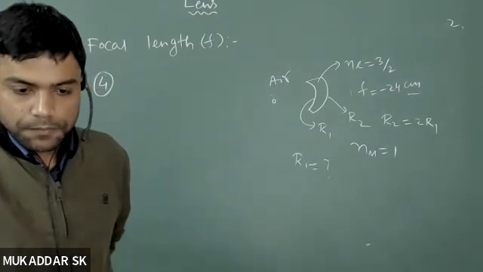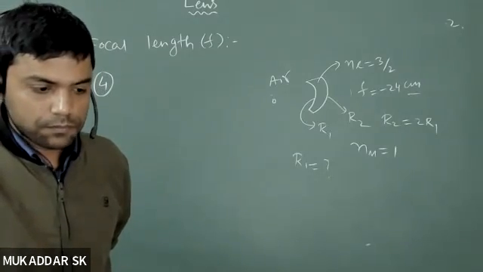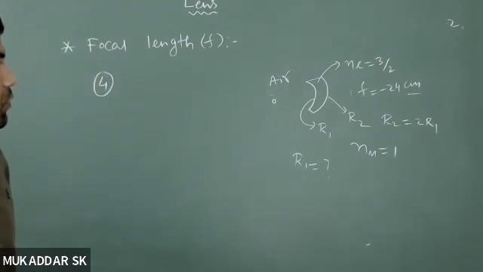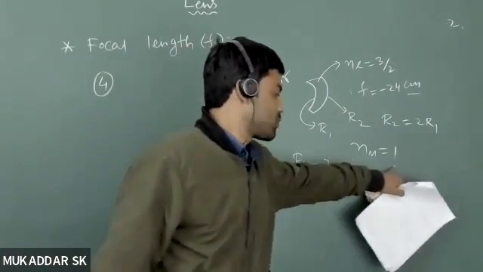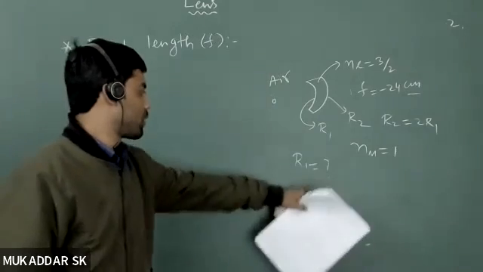How will you calculate? So you have two surfaces, right? R1, R2. The relation between them is R2 equals twice of R1. Refractive index of the lens is given, 3/2. Focal length is minus 24 centimeter, and the medium in which this lens is kept is air. Refractive index is how much? That is n_m. So you have to calculate the value of R1.